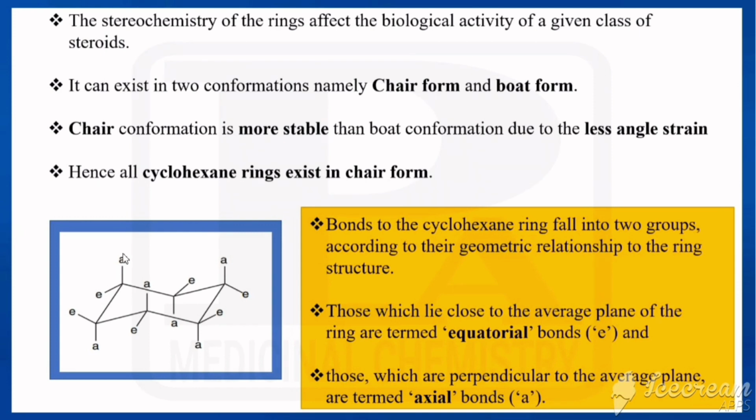So what is meant by axial? Those bonds which are perpendicular to the average plane are called axial, otherwise A. Those which lie close to the average plane of the ring are termed equatorial, otherwise E. So what are the two types of bonds here? One is axial, if it is perpendicular. If it is lying close to the average plane, that would be E, that is equatorial.